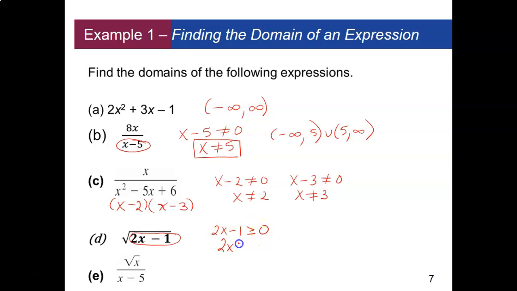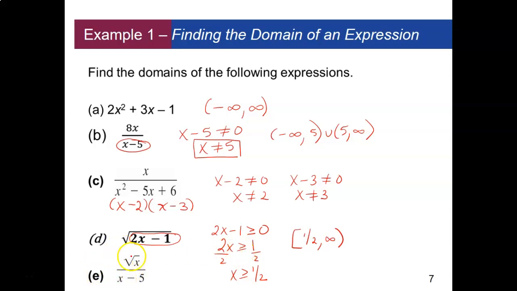If I solve this, move the 1 to the other side, I'm going to get x has to be greater than or equal to 1/2. So from 1/2 to infinity. Okay, so here on these, a lot of times we say what x cannot be, and on these we say what x can be. Both are ways to write domain, so that's fine.